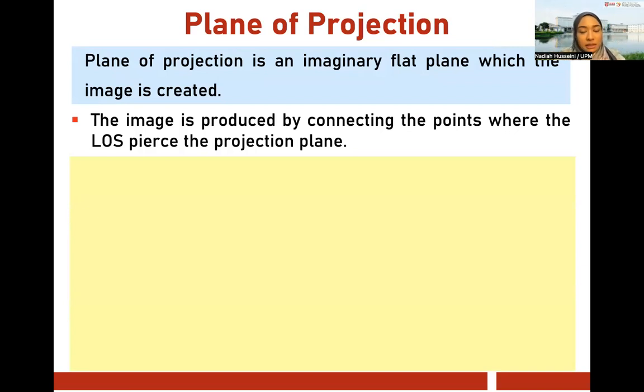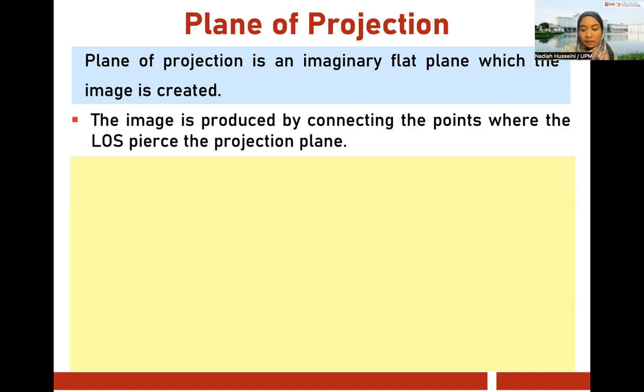Okay, plane of projection is an imaginary flat plane. Tengok tu distracted je, hancur semua. Okay, plane of projection is an imaginary flat plane on which the image is created. The image is produced by connecting the points where the line of sight pierces the projection plane.